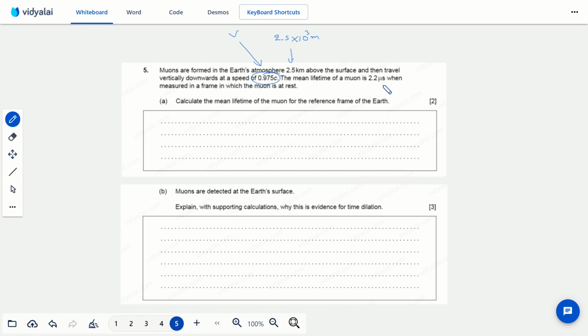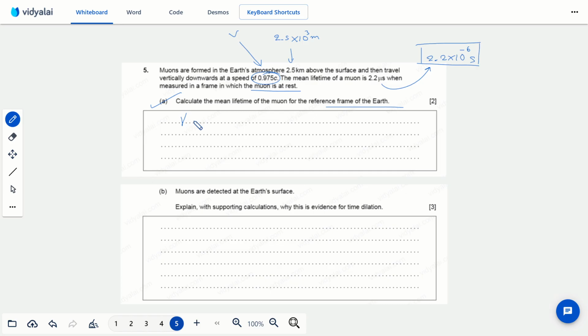And we also have the average lifetime of a muon in microseconds. So I'm going to convert that into seconds. Mu is micro in this context. And this measurement of time is done in a frame where the muon appears to be at rest. So you can also say that the time measurement is done in the muon's own frame of reference. And in part A, we are required to calculate the mean lifetime of a muon in the Earth's frame. So in the Earth's frame is where the muon is moving with the velocity of v.